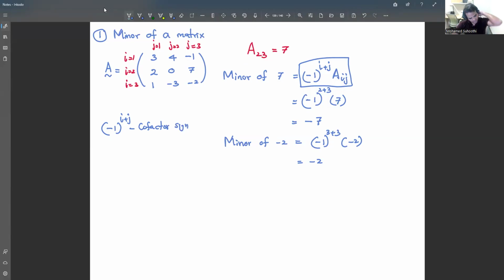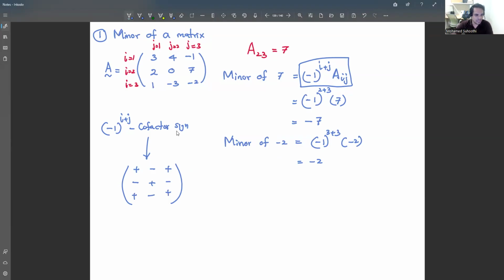If you consider a 3 by 3 matrix, the cofactor sign will be like this. The first one is plus because i plus j is 2, the second one is minus, the third one is plus. So you can consider it an alternating sign. If the first is plus, this is minus, this is plus; then minus, plus, minus; then plus, minus, plus. So this is the cofactor sign of any 3 by 3 matrix.